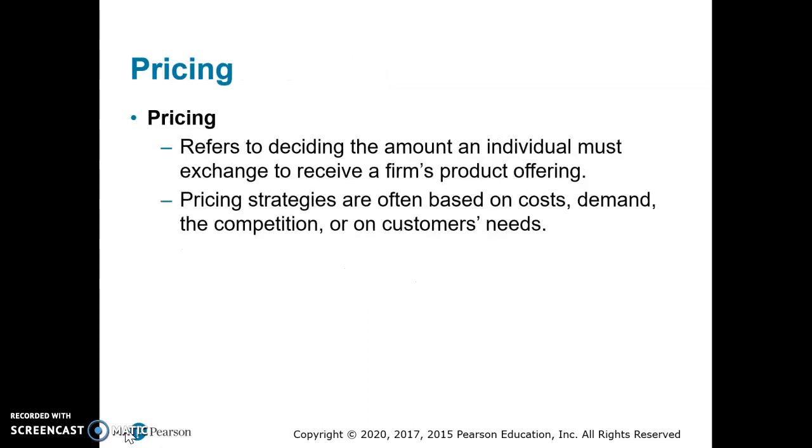Pricing really looks at how much we're going to charge for our product or services. And there are just so many components that go into this. It can be based on costs, it can be based on demand, it can be based on competition, it can be based on customer needs, it can be based on what consumers are willing to pay. The important thing is that we're pricing it appropriately so that we're making enough profit.